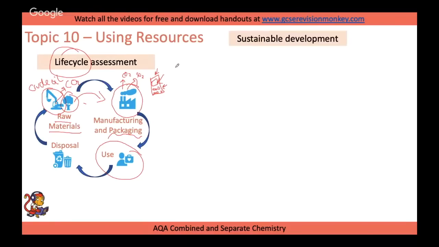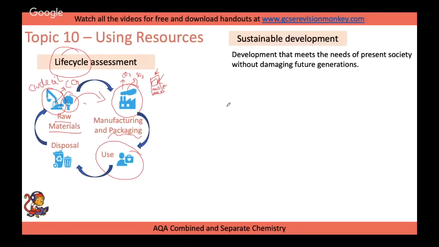Sustainable development is linking into the resources that we're using, because it is the development that meets the needs of the present society without damaging future generations. You can imagine a tick box type thing in the foundation for this. So basically it means making sure that we're not digging up and mining the whole planet, chopping down all the trees and ruining it for future generations. We need to be sustainable. We need to make sure that we're using renewable resources where we can and not just exhausting all of our finite resources.